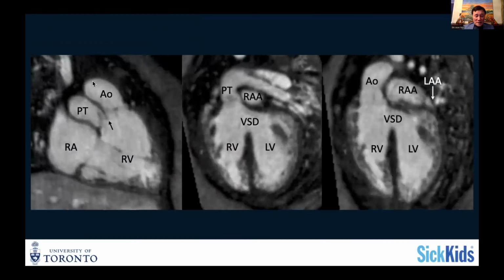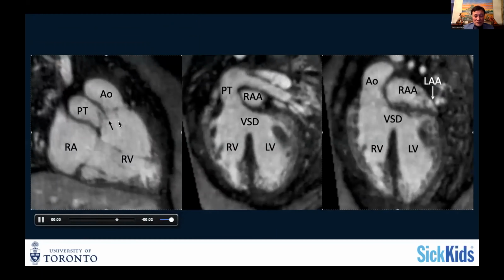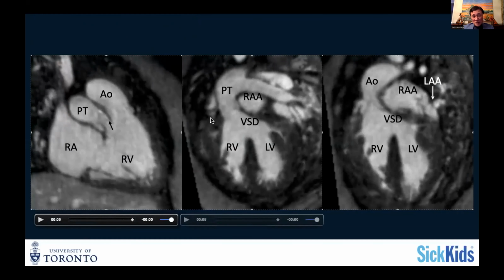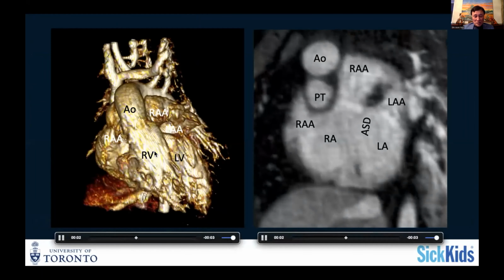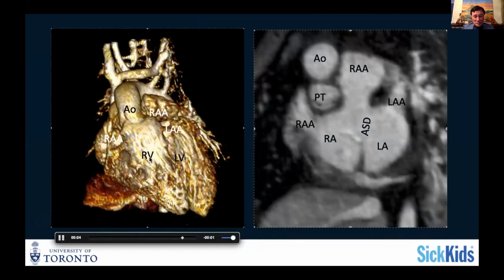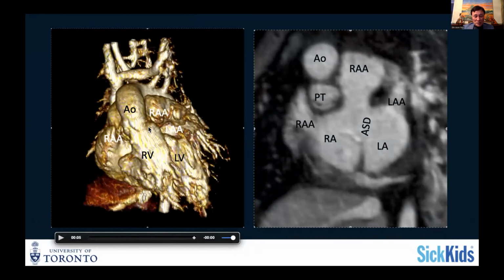So here in this case, clearly double outlet right ventricle, no infundibular septum. The VSD is here, and if you look at this 3D picture here, this is the right ventricle, the aorta, and the pulmonary trunk is behind. You have your atrial appendage here, but that is not all right atrial appendage.